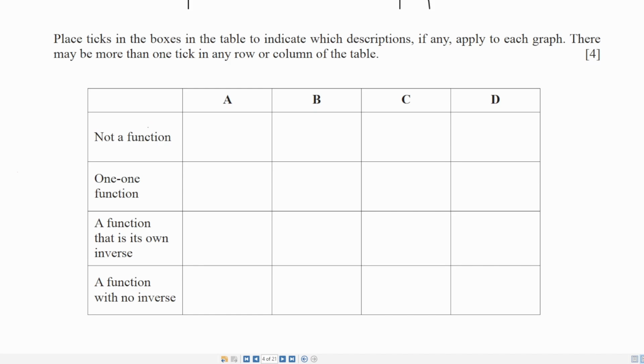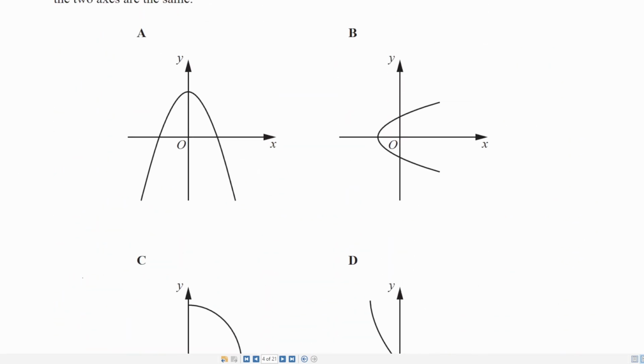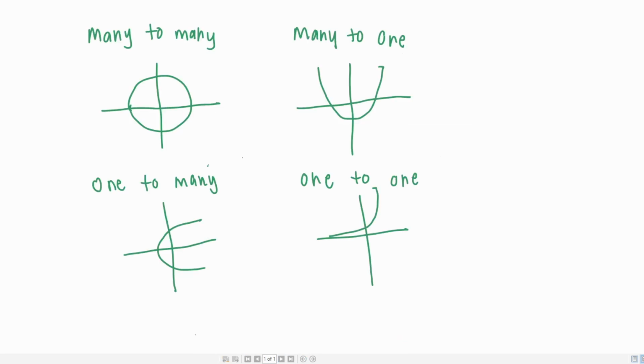So we have 4 criteria here: not a function, one-to-one function, a function that is its own inverse, and a function with no inverse. So let's look back up here. We have 4 graphs here. Now, the first thing we should know and have to understand is what type of graphs actually are functions.